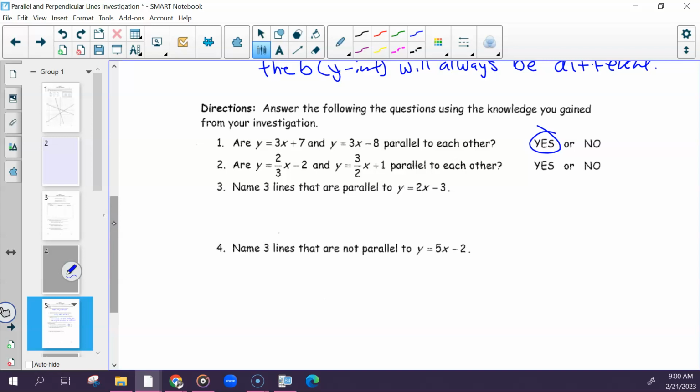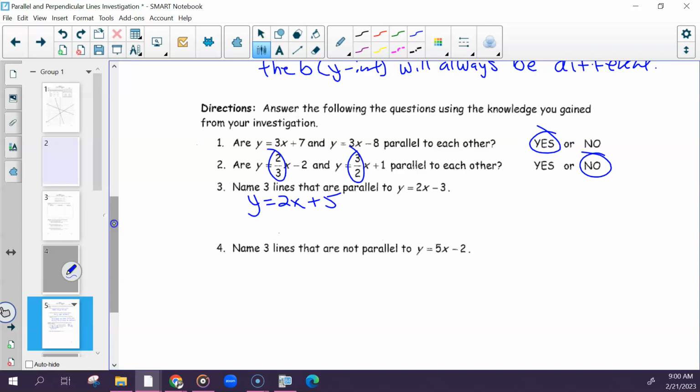Are these two parallel? You said no. Why? The slopes don't match. They're not the same. They're like flipped. Okay. And then you had to name 3 lines that were parallel. You could have made these up. They just had to be parallel. So give me one. Y equals 2x plus 5. Okay, that works. Slope is the same, y intercepts are different.